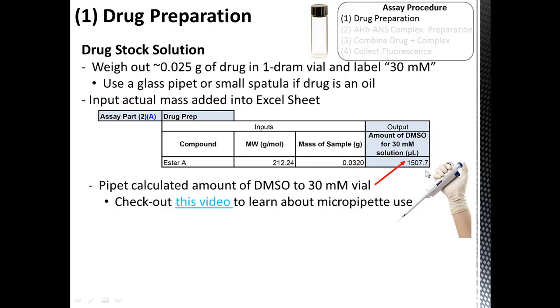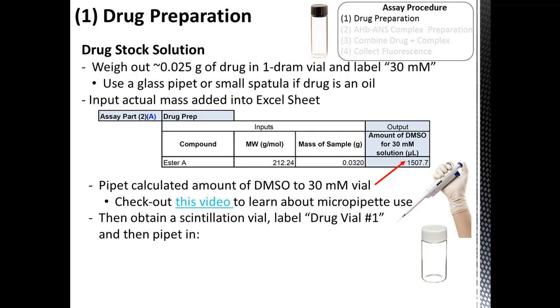So if you've never used a micropipette, you probably want to check out this video. It has some really nice tutorial on the technique, or you can ask your instructor about how to use a micropipette. After you've done that, you want to obtain a scintillation vial. So these are different. They're bigger than the 1 gram vials, and they have white caps. But you want to obtain one of these vials and then label it drug vial 1.